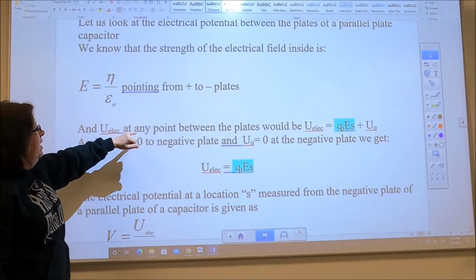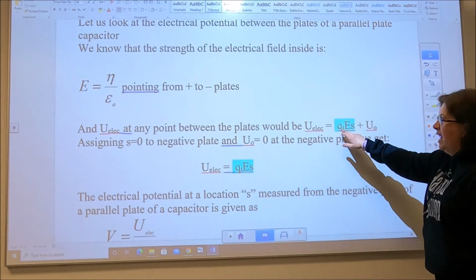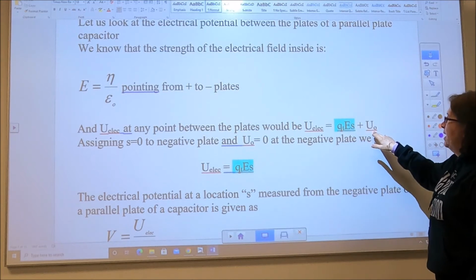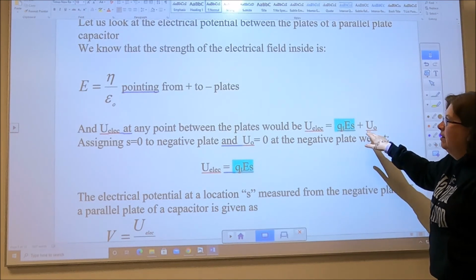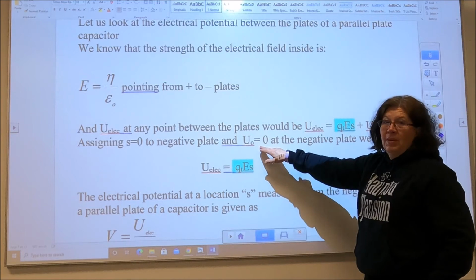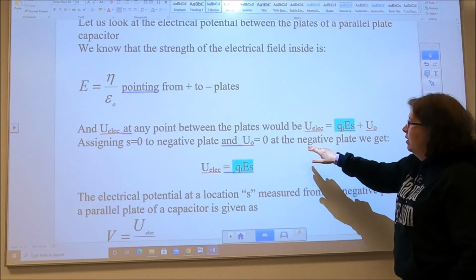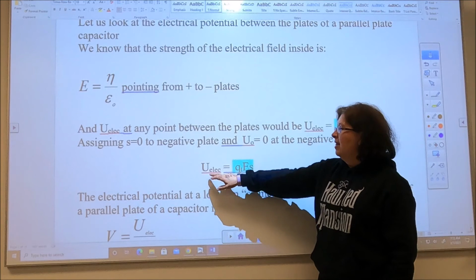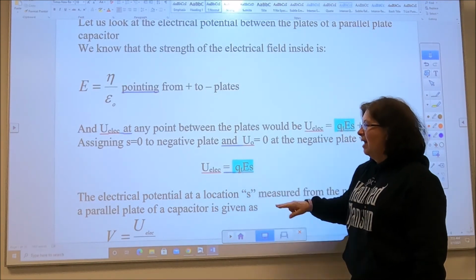The electrical potential at any point between the parallel plate capacitors is equal to Q test times E times S plus the potential at the 0 position, which we assign S equals 0 to the negative plate, normally, where U0 is going to be 0 if we're dealing with a positive test charge. So we usually assign U0 to be 0 at the negative plate. We say that the electrical potential is equal to Q test times E times S.